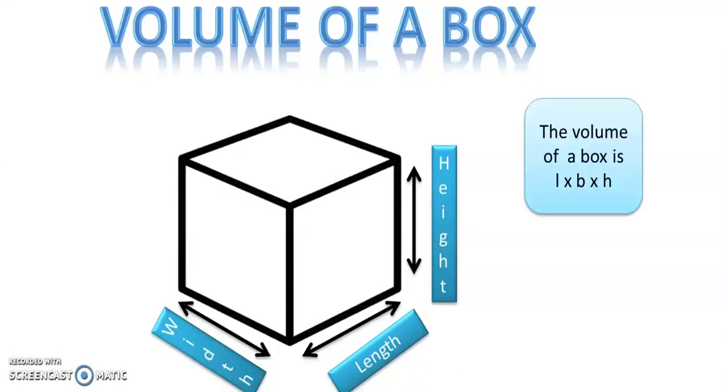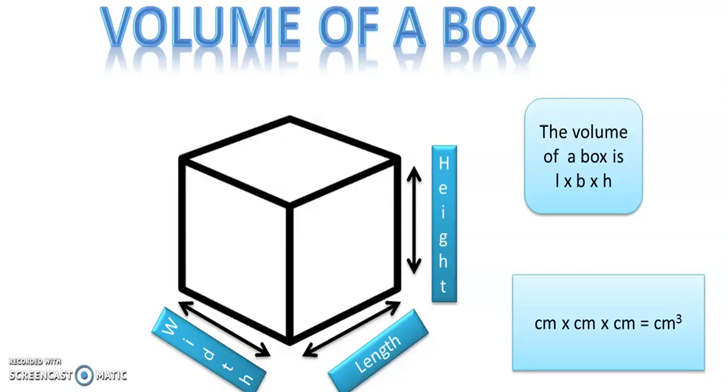Now let us calculate the volume of a box using the formula. Volume is equal to length into breadth into height. Unit of length is centimeter, unit of breadth is centimeter, and unit of height is centimeter, because all the three represent the length. So the unit of volume is centimeter cube.